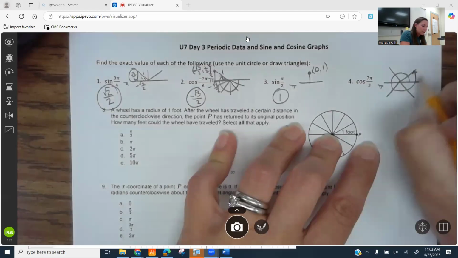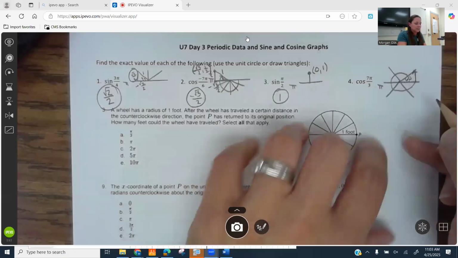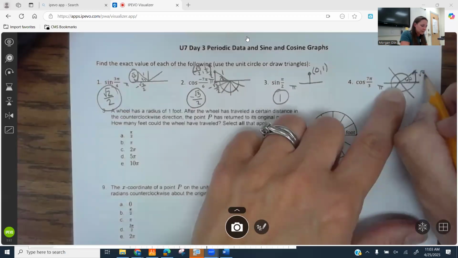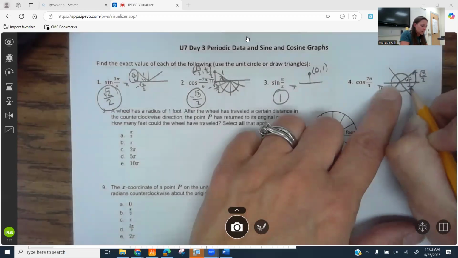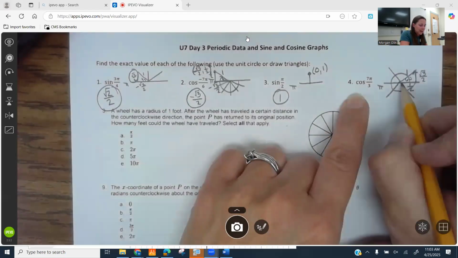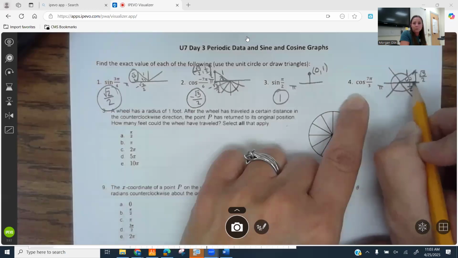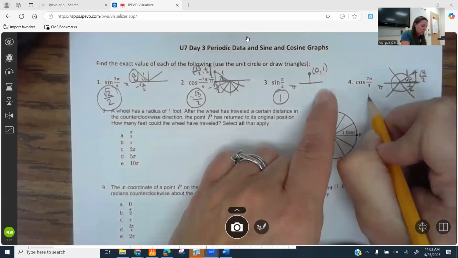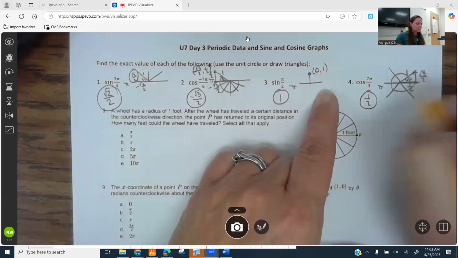Okay, well, when we divide into thirds, that gives me 60. I know across from 60 is square root of 3 over 2. Across this other side is going to be 1/2. The hypotenuse is 1. And cosine is the x value. So the x value is this one running along the x-axis, and that's 1/2. All right.